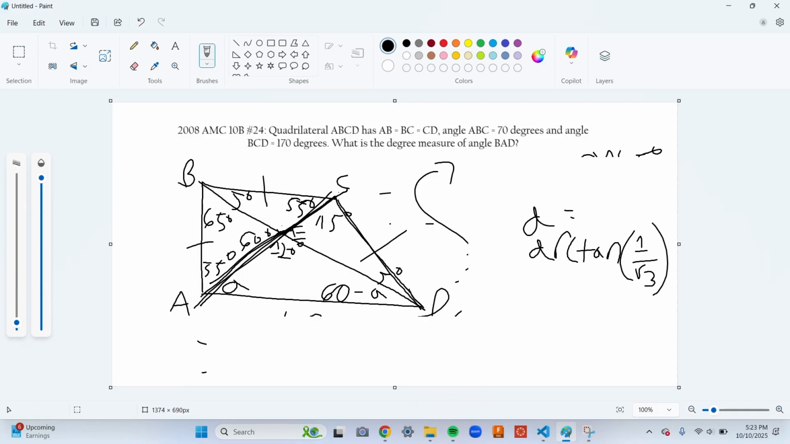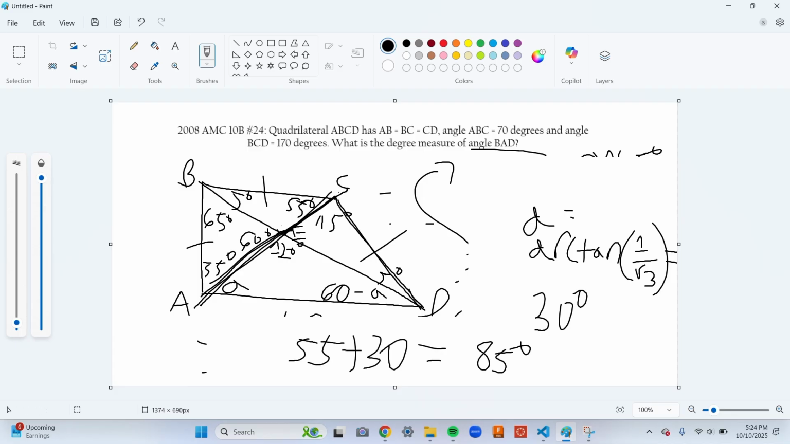Right, so 1 over root 3 looks similar to our 30, 60, 90 right triangle. So we'll have x, root 3 x, and then 2x. So this is obviously going to be 30 degrees, because tan is opposite over adjacent, so 30 degrees is going to be up here. So that means that alpha is going to be equal to 30 degrees. And now the problem is asking for the measure of BAD. So we add that to our original 55 degrees to obtain 55 plus 30 equals 85 degrees, which is our final answer for this problem.